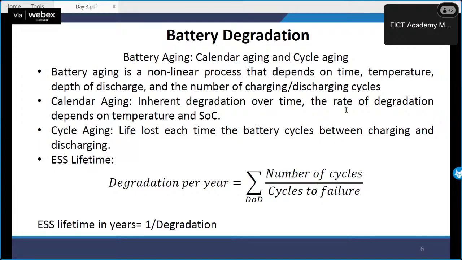You see almost all the commercial batteries here have a guarantee of 6,000 to 7,000 cycles. So they say almost 15 years. But I do not know. My batteries are actually only 7 years.